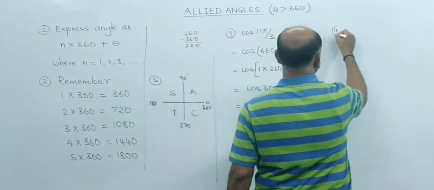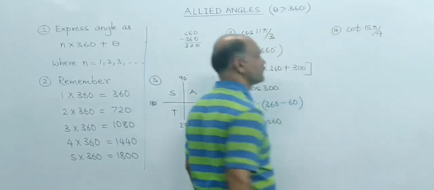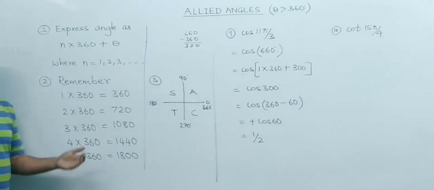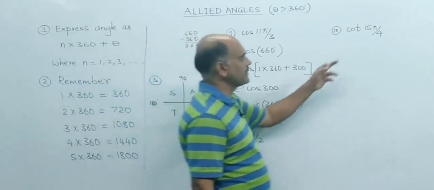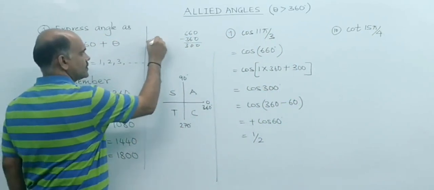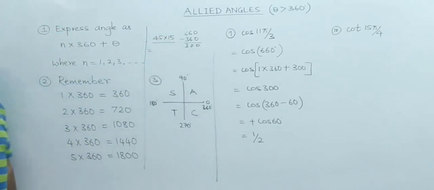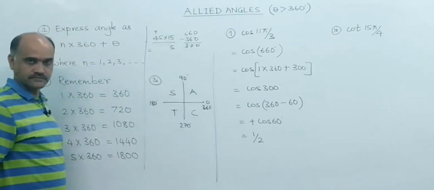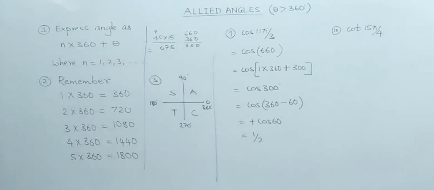Next, similarly, the 10th one: cot 15 pi by 4. Now again you convert that into degree. Pi by 4 is 45. So 45 into 15. 15 5s are 75, 7 carry. 15 4s are 60. So you will have 675.